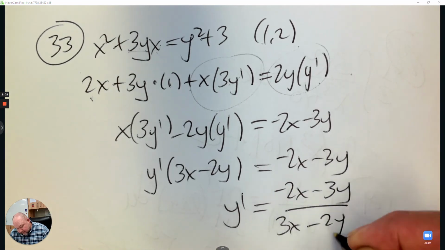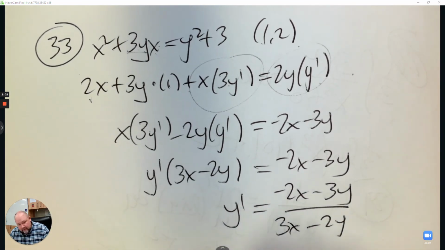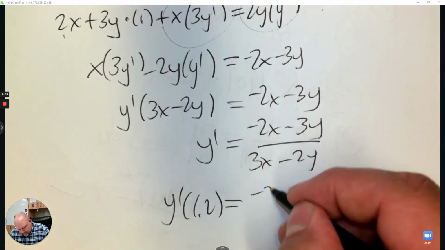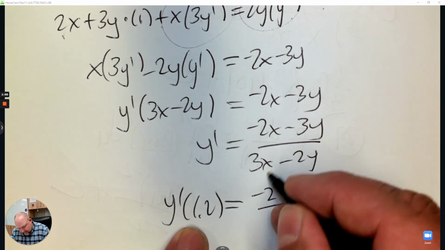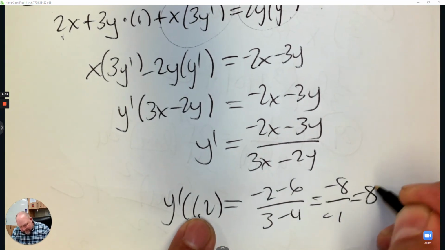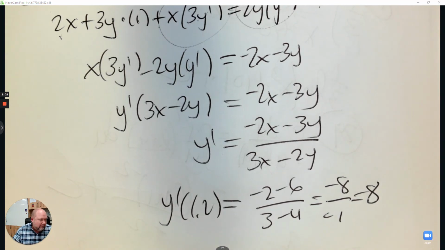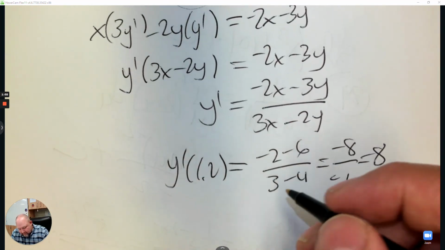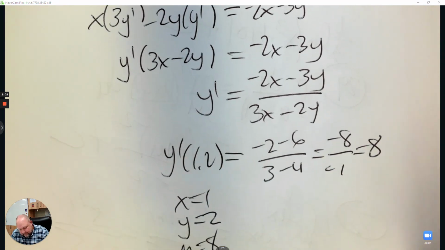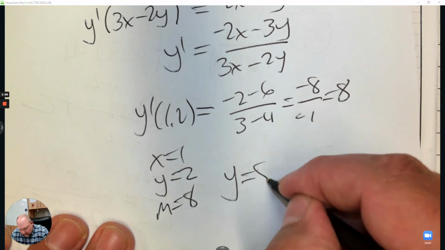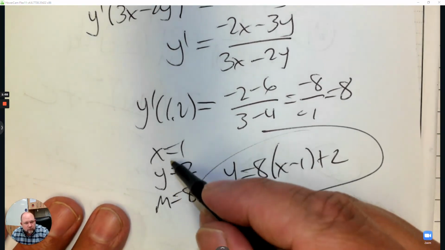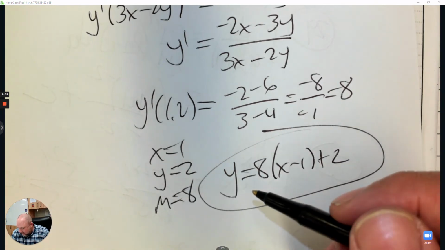At this step, I'm going to plug in 1 and 2, this point, to find the slope. It's -2, that's -6, that's 3, and 4. I get -8, I get 8. I hope that's right. It is. So then put it all together. So x is 1, y is 2, the slope is 8. So it's y equals 8 times x minus 1, plus 2. Hey, we got there.